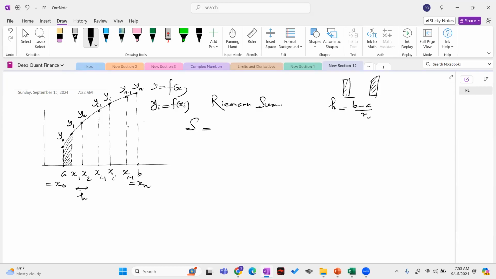So for area, we need the base and the height, right? Rectangle area is base times height. The base is h always for each of these rectangles. But what is the height? In the first region, there are two heights available to me. One is y0 and the other one is y1. Okay? Two heights available to me. Which one should I take?